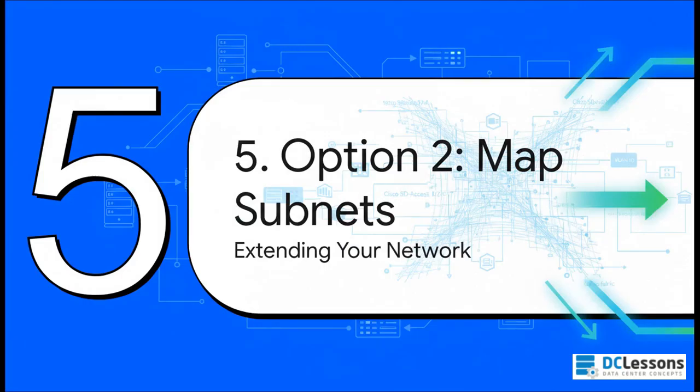Okay, so that was option one. But what if creating new subnets just isn't going to work for you? Maybe you have applications with hard-coded IP addresses or just super complex firewall rules. Well, now let's explore the second major option, which is all about migrating your network by mapping your existing IP subnets and their VLANs directly into the fabric.